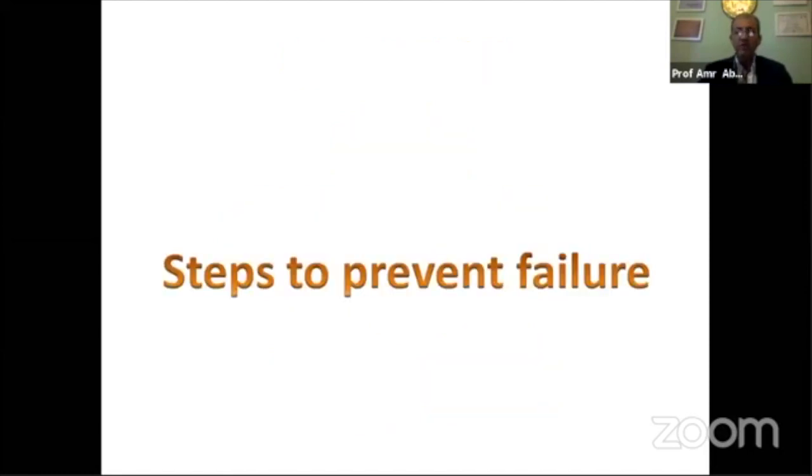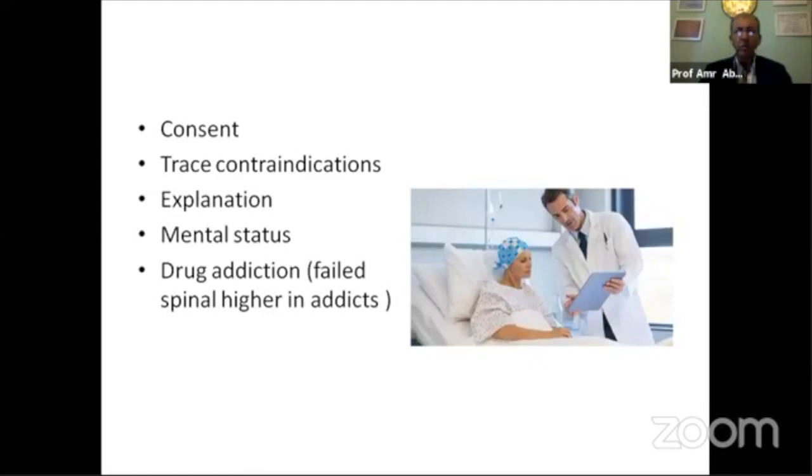So, steps to prevent the failure. Number one, we'll start with our patients. The patient should be consented for the regional block that is going to be done, whether this is a parturient, an old gentleman undergoing a total hip replacement or total knee replacement, or a patient for hernia repair. He has to be consented for the procedure, because otherwise the patient might get into panic attacks that will mimic a failure of the block.